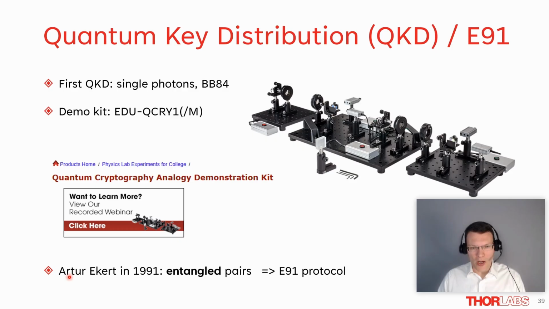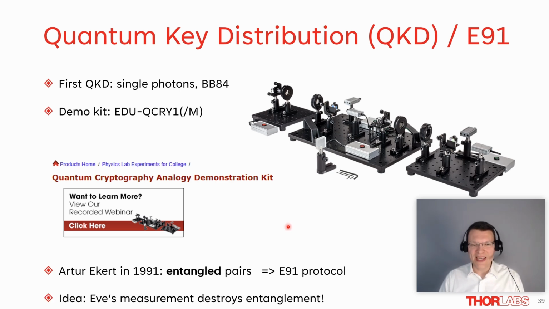Now, it took a while, but in 1991, Artur Ekert came along and said, well, can we use this property of entanglement also for quantum key distribution? And he created the E91 protocol. The idea is that if I have an entangled pair, then Eve's measurement will automatically destroy the entanglement, and there's no way that you can just bring that back. And so this is how her presence is revealed.